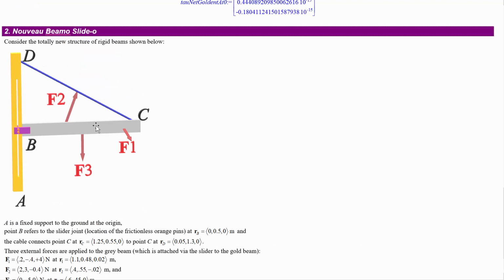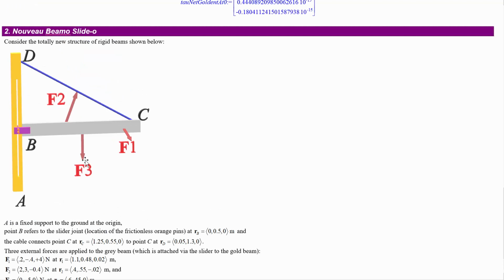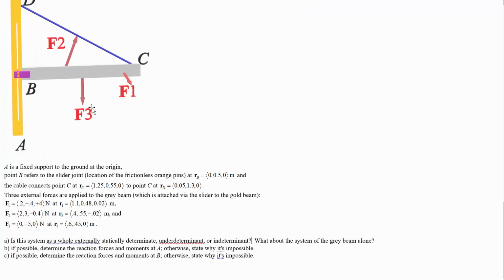For the gray beam by itself, we have 5 possible reactions at the slider joint, and one unknown force we could provide in this direction from the cable connection, if it was trying to move up. So to check whether, with the cable, it's a little bit tricky, right? Because it might be that we are statically underdeterminate with the cable if force 3 is not strong enough to overpower force 2. This is the main down thing. Force 1 doesn't have much up or down. So let's just compare force 3 and force 2's vertical component.